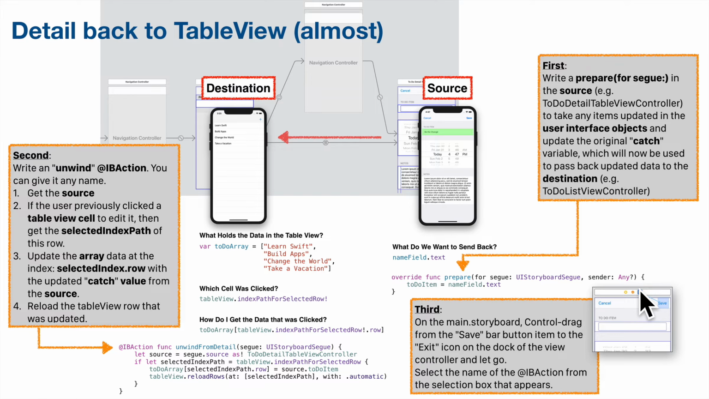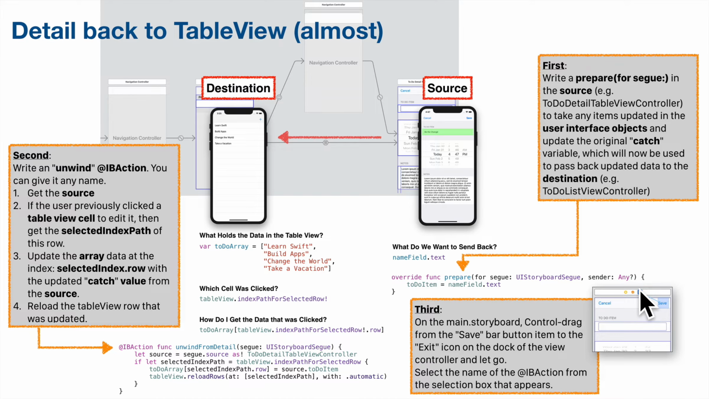Now, once we drag this over and let go inside of the exit box, we'll get a list of anything we could possibly use as an unwind segue for our exit. Only one option shows up. That's this unwind for detail that we just created. Select it, and our code is ready to run.